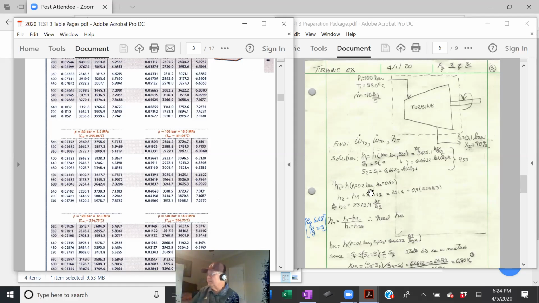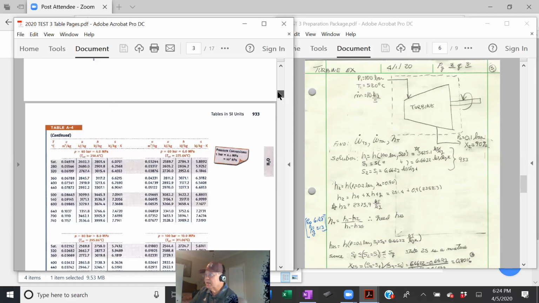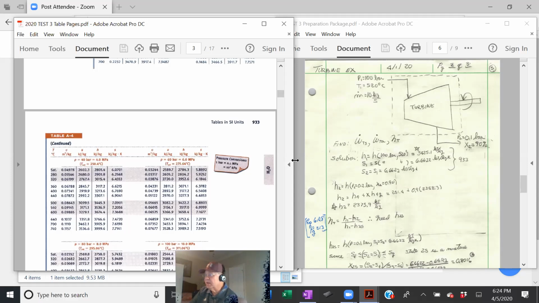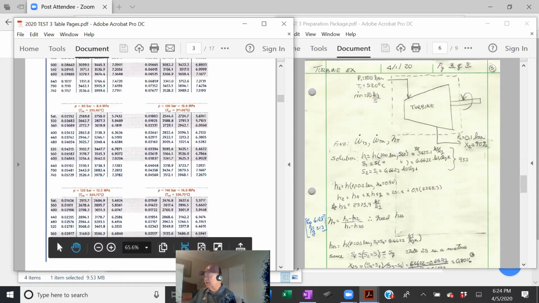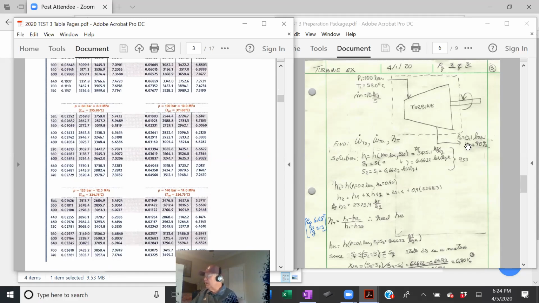I'm going to also ask you to find S1. Well, S1 is right over here. S1, the entropy at state 1, is 6.6622, and the units are kilojoules per kilogram Kelvin. It's the same as enthalpy, except there's a K in the denominator. So we can look both of those up; they're quite easily done. Now H2: state 2 we were given is 0.01 bar and X2 is 90%.